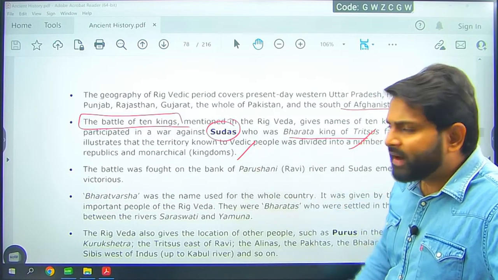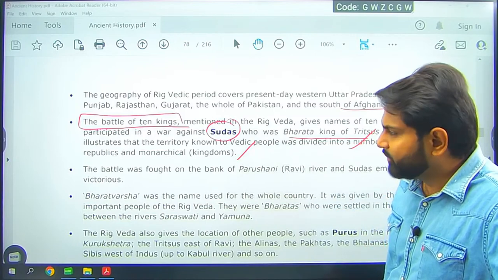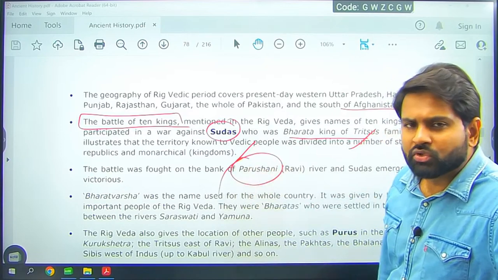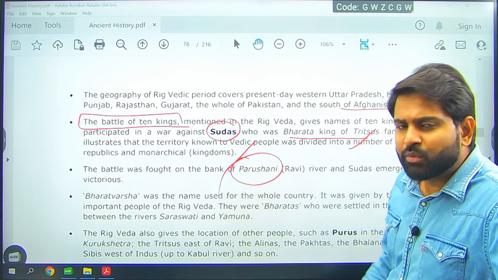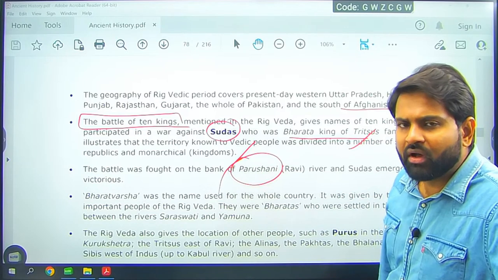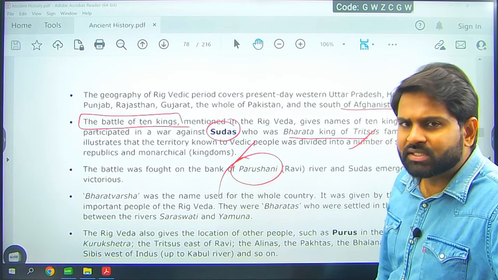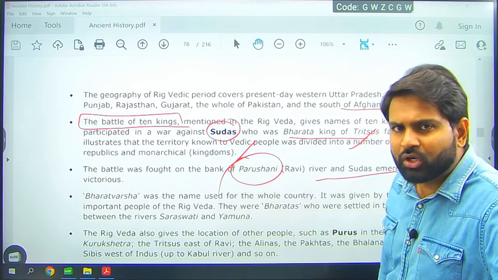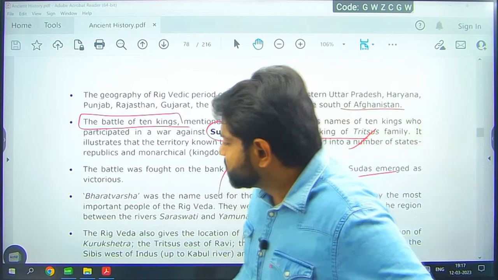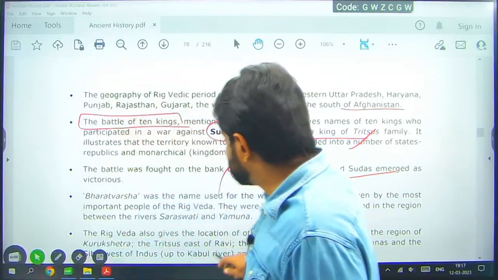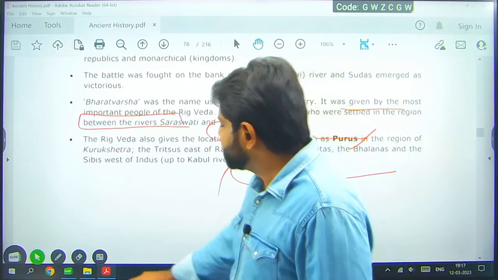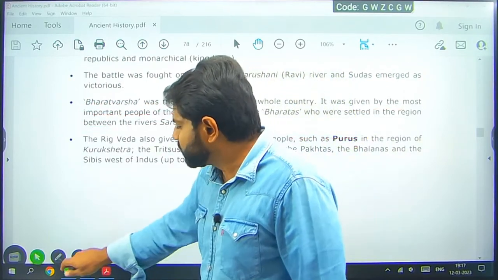So the Battle of 10 Kings is mentioned in the Rigveda. The battle was fought on the bank of the Parushini. If I talk about Parushini, I spoke about Harappa. Harappa is on the shores of the Ravi. Parushini in Sanskrit refers to the Ravi river. And Sudas emerged as victorious in the Battle of Kings. This is the war between 10 kings, 10 small monarchies and republics, which was mentioned in the Rigveda.